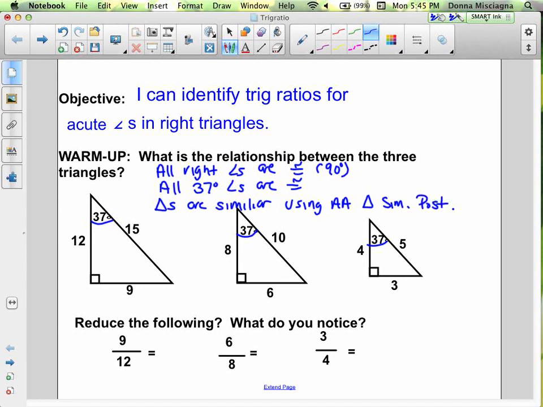Now, not only did we know two angle measures, actually if we wanted to, we could have found the third angles, right? Angles in a triangle add to 180, and so we have a 90-degree angle and a 37-degree angle. And so if we take 180 and we subtract 90 plus 37, we have 180 minus 127, right? And so that means that the other corresponding angles are going to be 53 degrees.